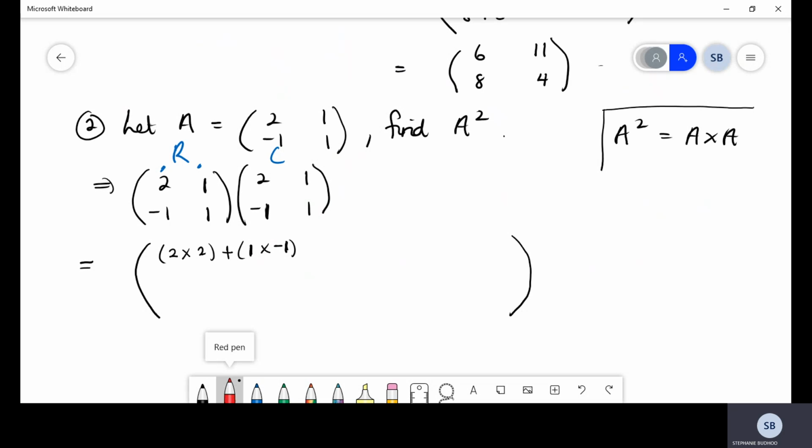Now we're going to work with this second column. So here it goes. And we're going to get 2 by 1 plus 1 by 1. All right, guys. Then we're going to move on. Oh, I rubbed out some of my numbers.